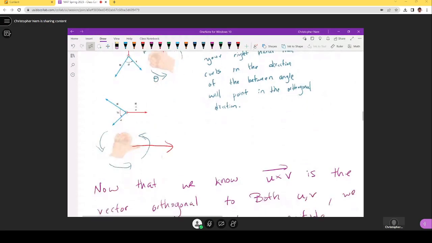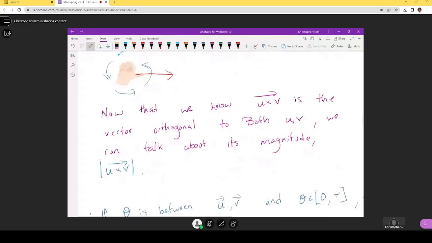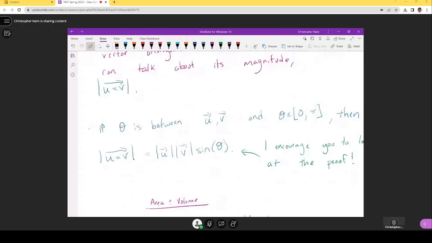So now that we know that it's the orthogonal vector, we need to talk about the magnitude of that orthogonal vector. Well, we can actually prove that it's equal to the magnitude of u, the magnitude of v, times sine theta. I encourage you guys to look at the proof because we don't have enough time for that, unfortunately. But it's a very clear proof and a very elegant one as well. It involves using the definitions and dot product. There is a bit of algebra you have to manipulate.